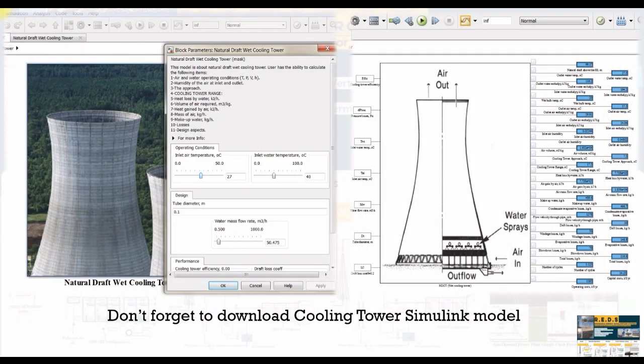Okay, finally, don't forget to download the cooling tower Simulink model. It's quite an interesting model. It's a design model about the effect of some operating conditions on the height of the cooling tower, the diameter, the throat diameter, the base diameter, and so on.